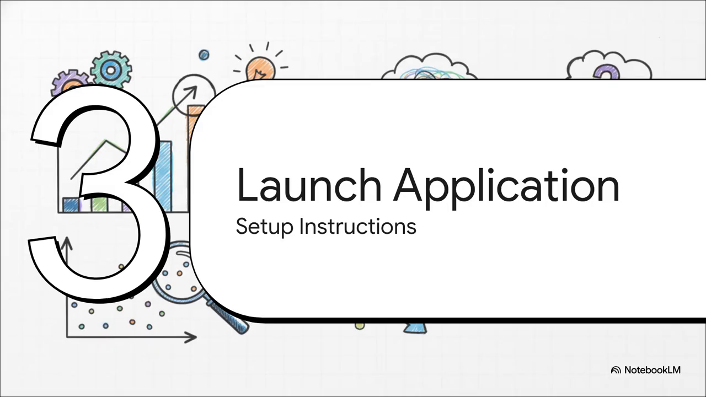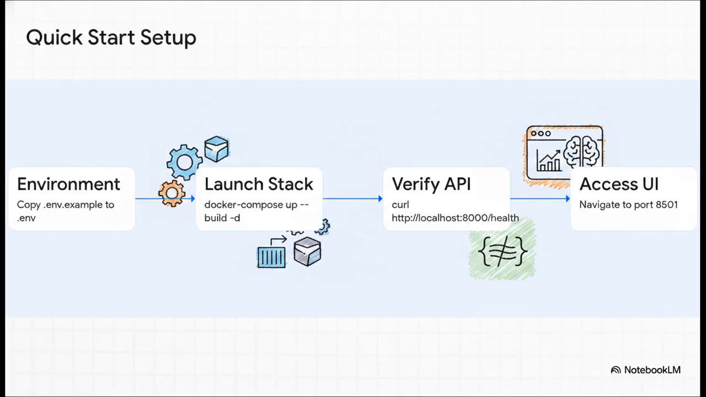And finally, Section 4, launching the application. Okay, so you're probably thinking, how can I actually get this running on my own machine? Thanks to Docker, the setup process is wonderfully snappy. Step 1, just copy the provided .env.example file into a new .env file to get your environment configured. Step 2, run docker compose up --build -d.